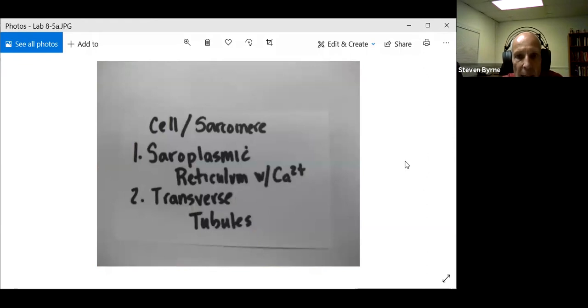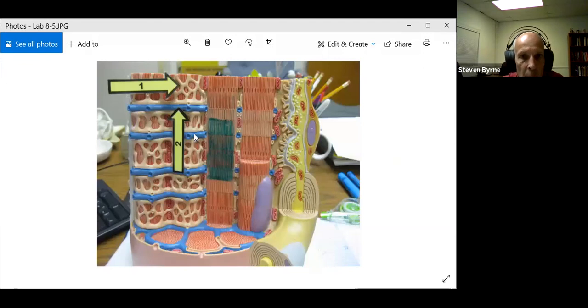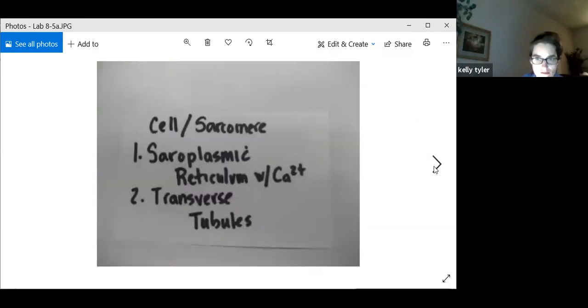Sarcoplasmic reticulum with calcium and the transverse tubules. T-tubules are blue. Sarcoplasmic reticulum is the white. Number 1, it's not white, it's cream color. The green that they're showing you is what's called a sarcomere. So from T-tubule to T-tubule is like a sarcomere. See these lines across? Right in there. Anyway, you probably can't see my arrow. I'm sure of that. No, I can see your arrow. You see my arrow? Cool.